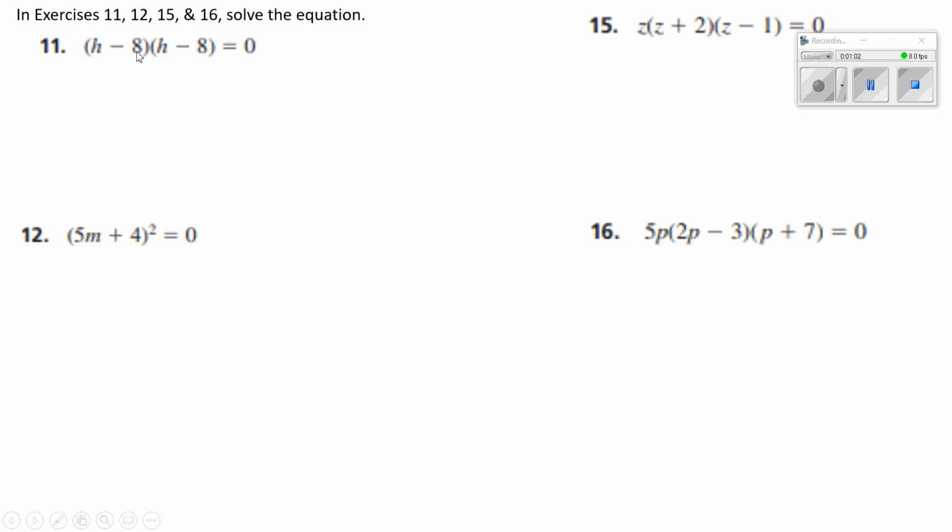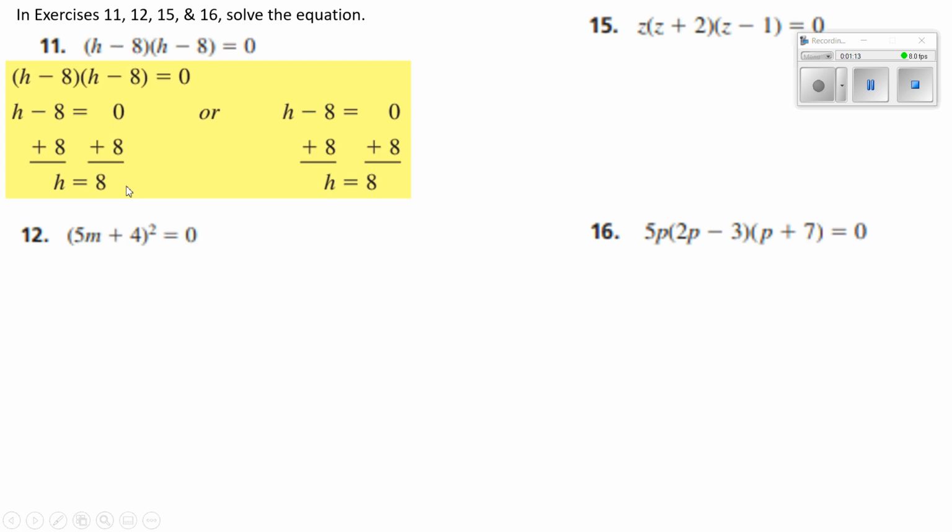Number 11, I have h minus 8 twice, which means I'm going to get one answer, which has to be 8, because the only thing that will give me 0 subtracting 8 would be a positive 8, right? Number 12 is for you to do.